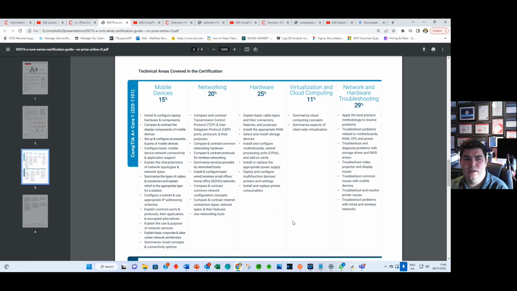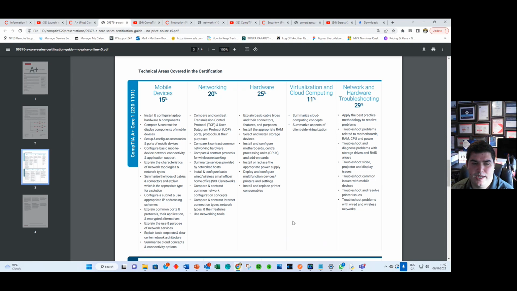So to break down the areas covered in Core 1, so your mobile devices, which is 15%. So you're going to install and configure laptops, hardware, and components. You're going to be looking at configuring accessories and ports of mobile devices. You're also going to be looking at your connectivity, the types of applications supported. You're going to have to explain the network topologies and network types. So your WAN, LAN, VLAN, your VPN, all that kind of good stuff. You're also going to have to summarize the types of cables and connectors.